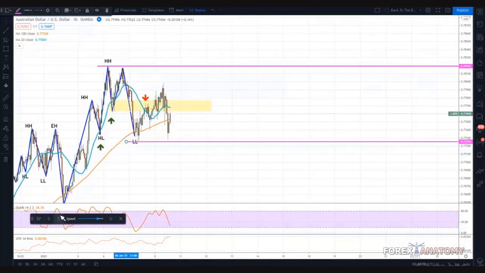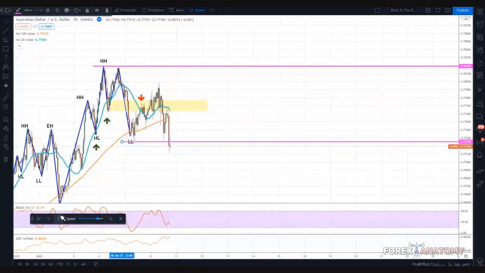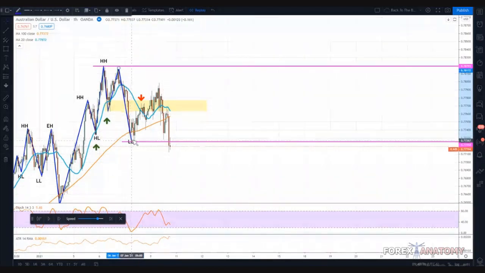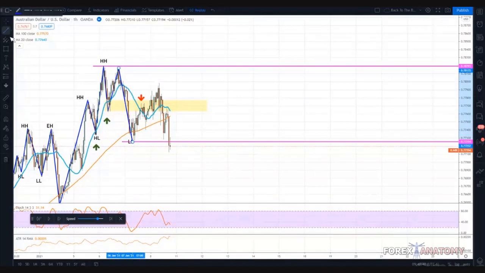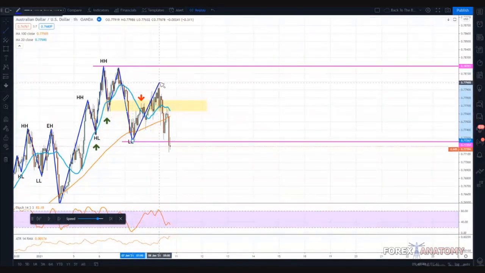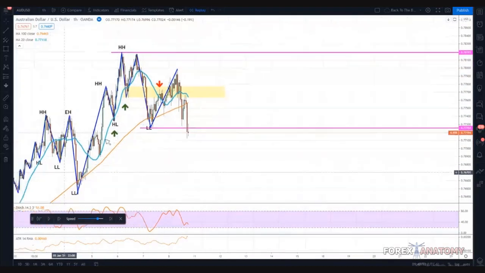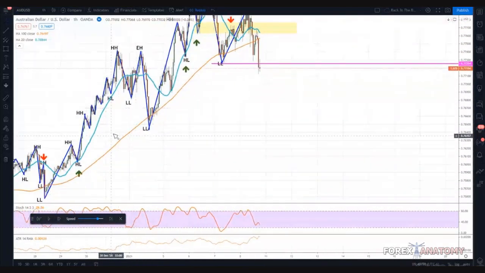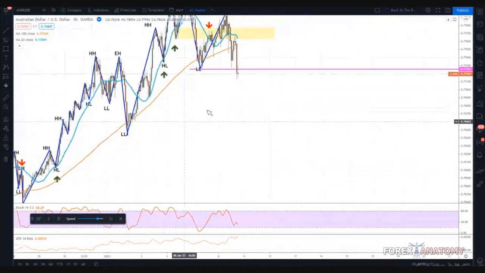Okay, so price does go down, and we finally get a break and violation of this low right here. So now we can complete the drawing. We have our lower low, price pushes up, forms this lower high, and now we get this lower low to form right here.